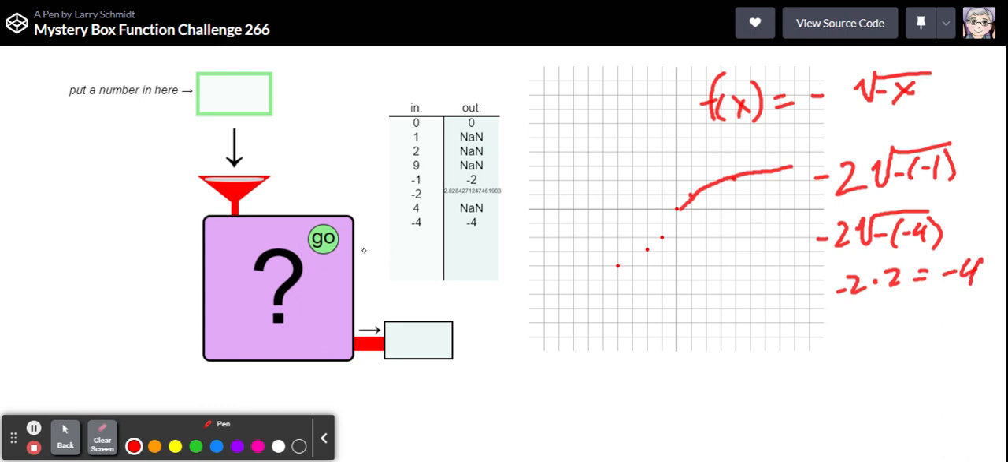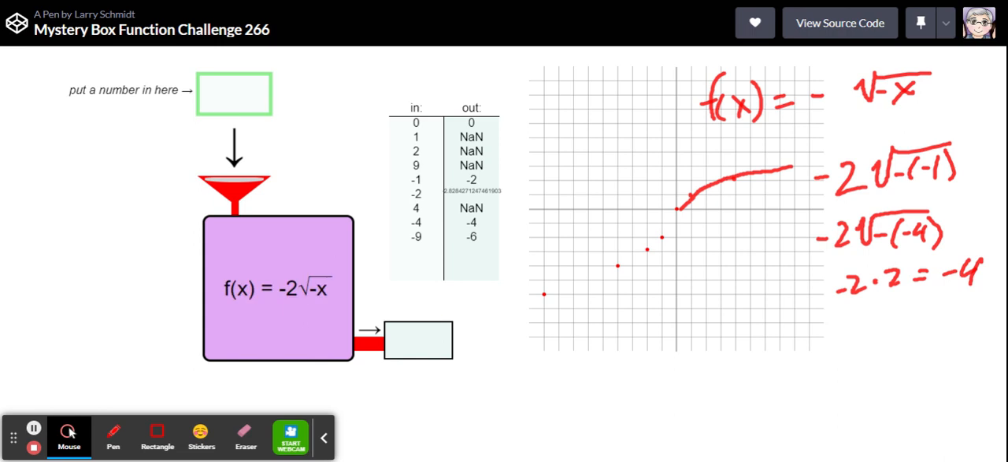If we put in, let's say, a 9 or a -9 here, what we should get is a -6. So let's try that. Square root of 9 is 3 times -2 is -6. So that all looks like it's working. I think we've got this. Let's go ahead and reveal.